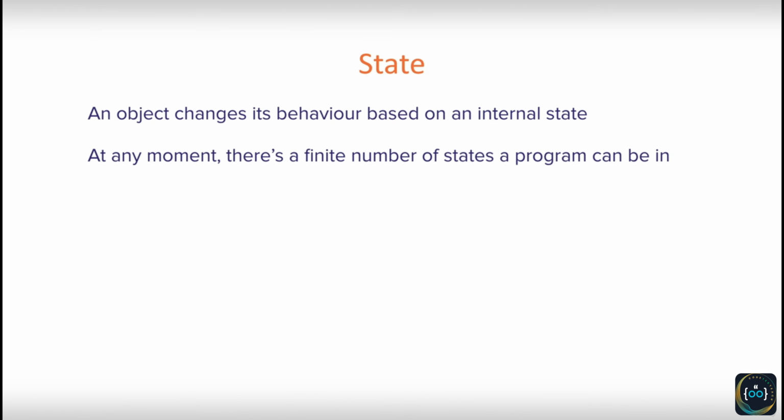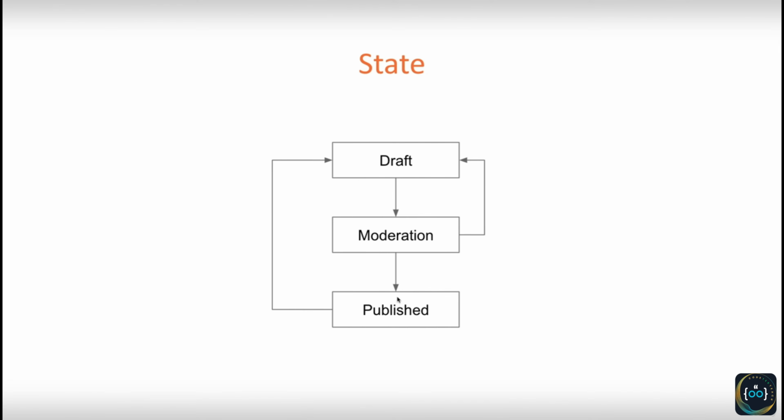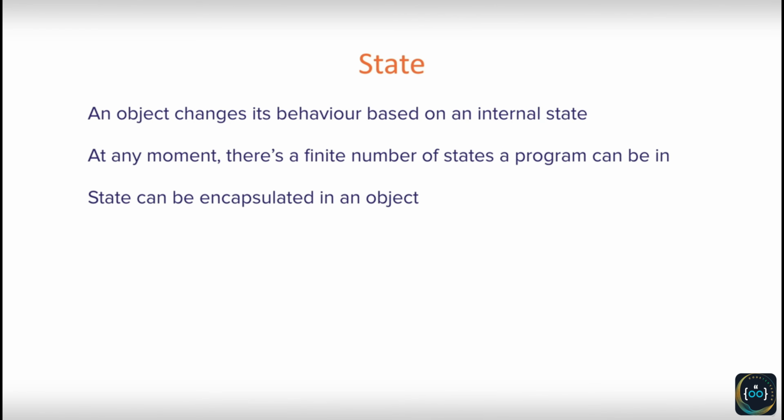At any moment, there's a finite number of states a program can be in. As we've seen here, we have only 3 in our example. Of course, you will define as many as you require in your code. And then state can be encapsulated in an object, as we discussed. All right, so that's it for the quick introduction. Let's move to code and see how we implement this in practice.